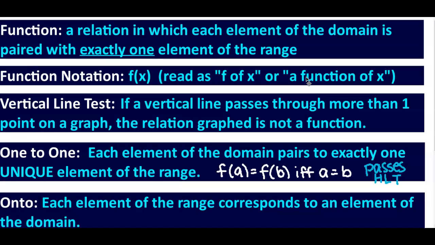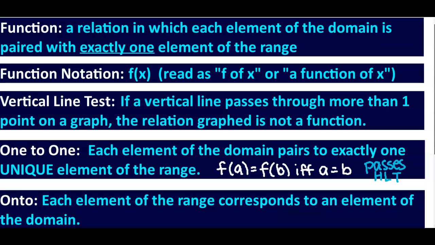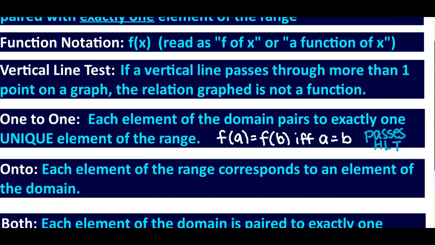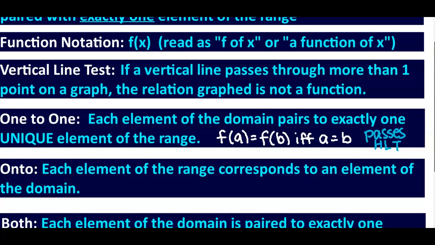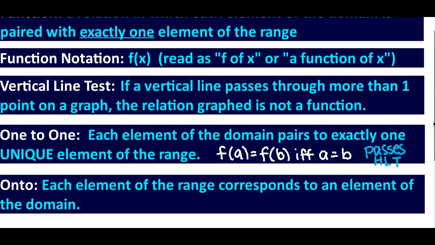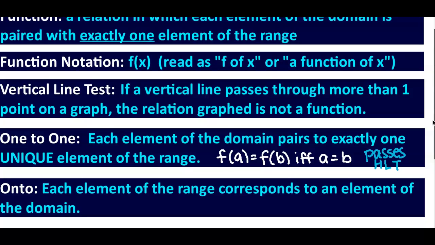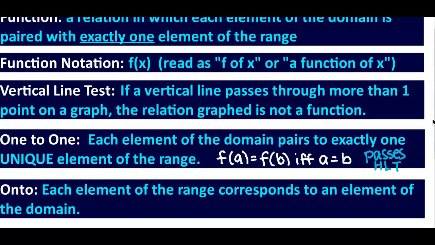And then onto says each element of the range corresponds to an element of the domain. And then for one-to-one and onto, that's just both. So one-to-one and onto is both of the two definitions above.